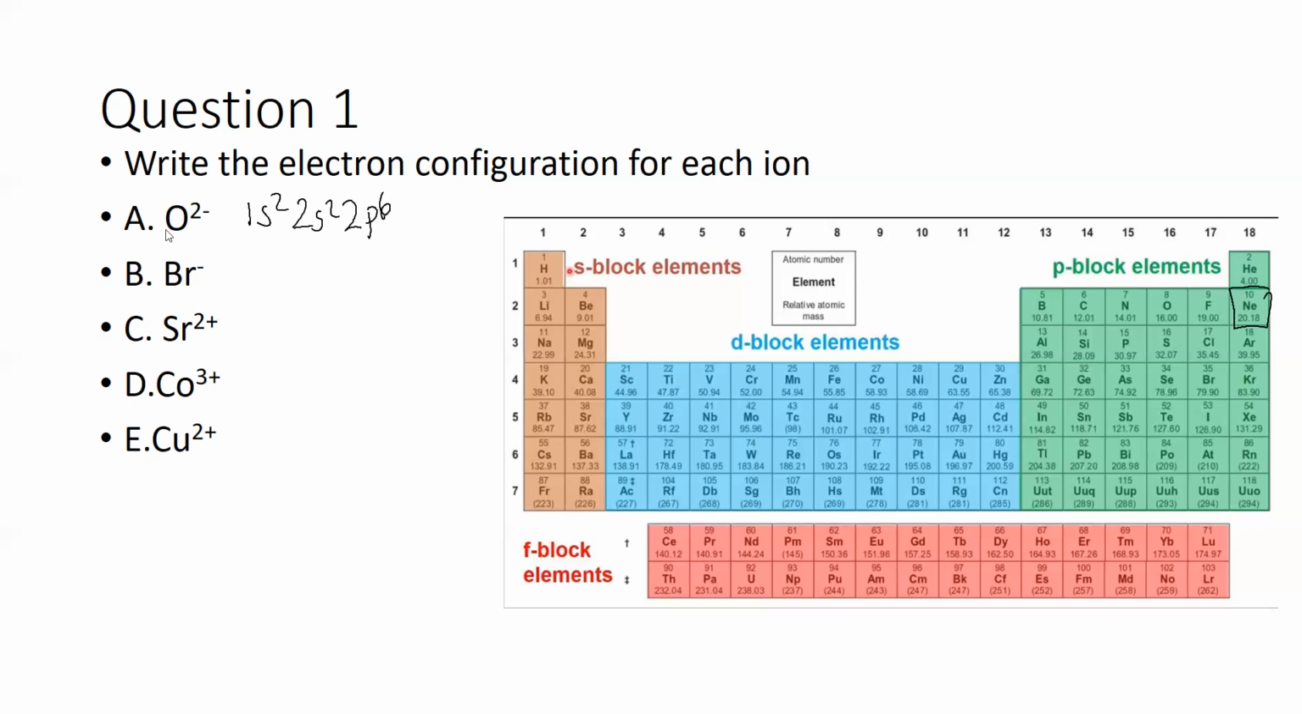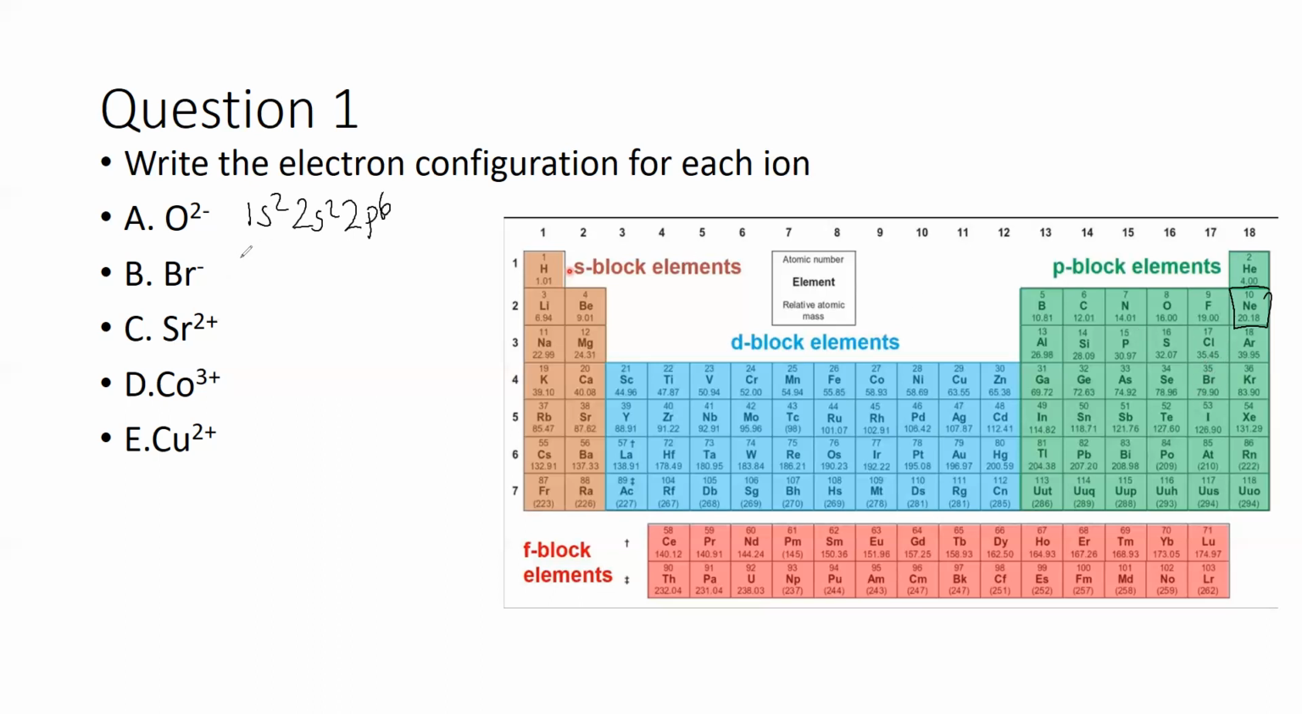All right, let's start taking a look at these. A, B, and C are relatively straightforward. D and E are going to be the difficult ones because it's something I haven't told you yet. But let's look at B. So bromine minus. So the noble gas that comes before bromine is argon.